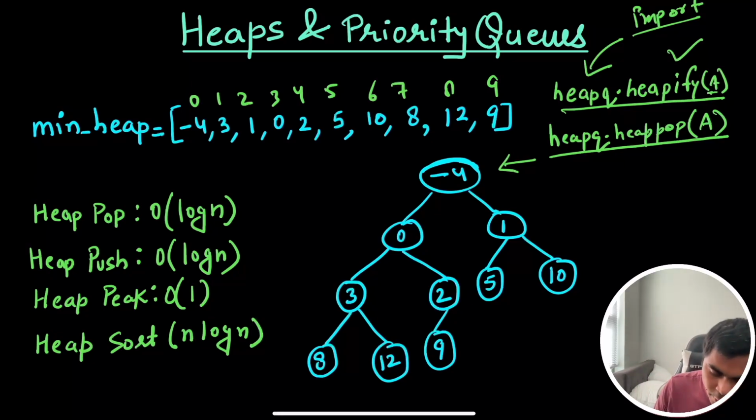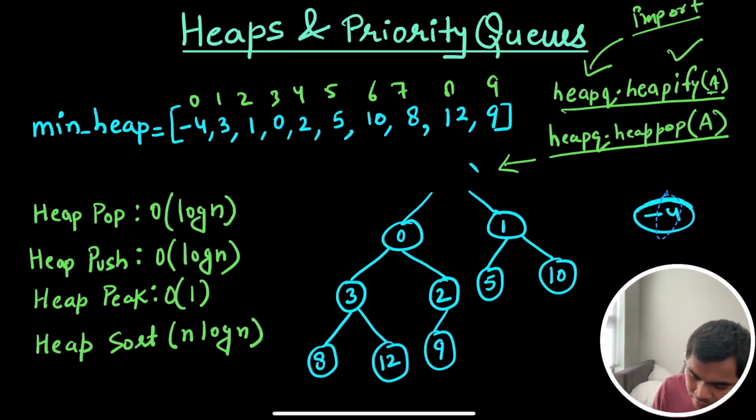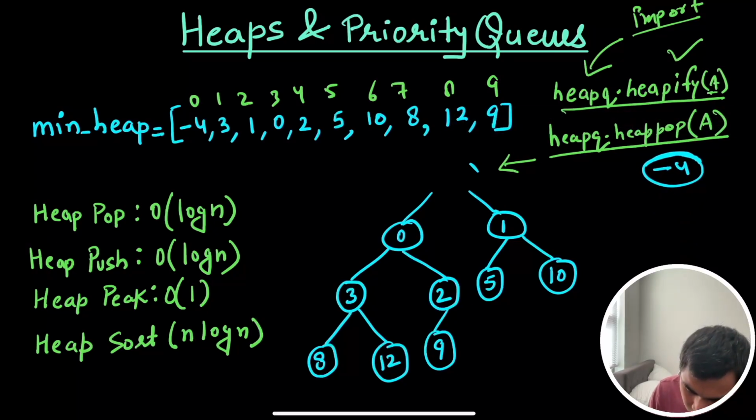So what if we really pop this -4? What happens if we pop it? Popping this will just take this away, it will pop the element and return it. Then we have just broken our binary tree, we have broken our heap. So what's really going to happen now?